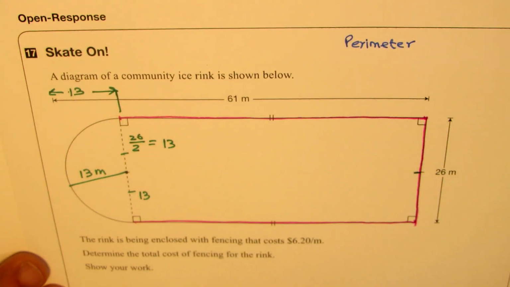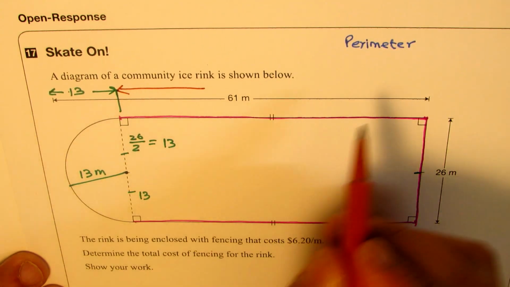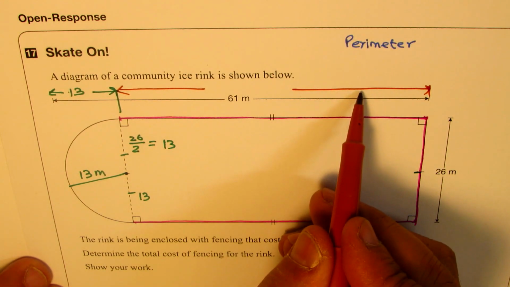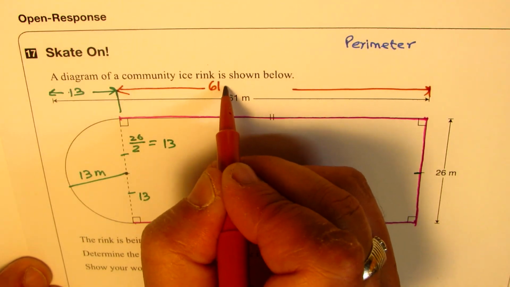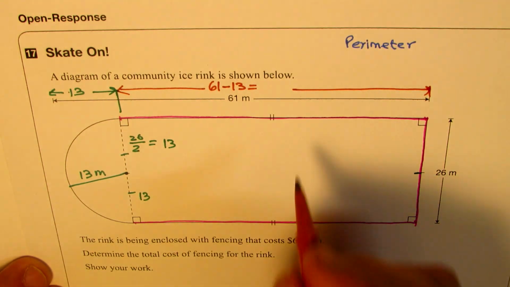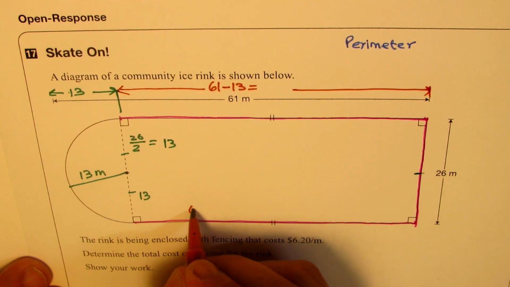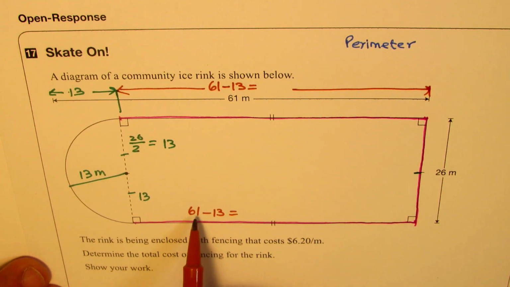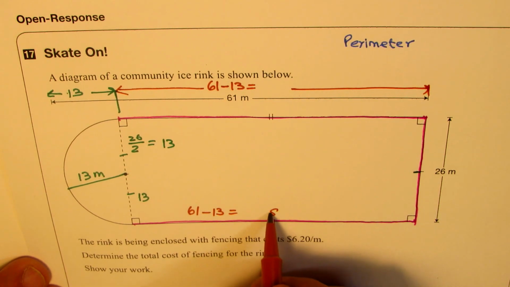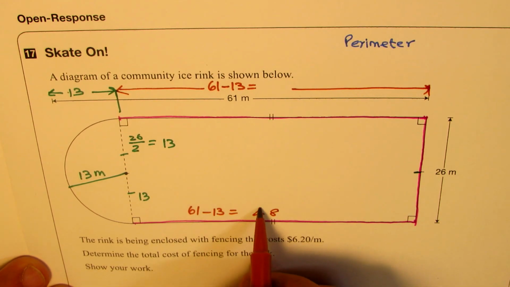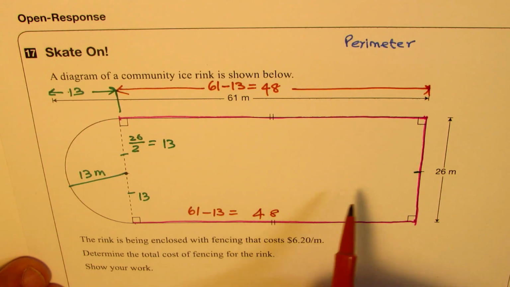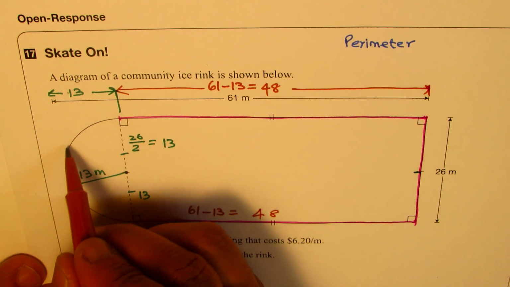So how much is the length of this rectangular part? Well, the length of this rectangular part should be 61 minus 13. Is that clear? And these two are equal, so this is also 61 minus 13. When you take 13 away from 61, you get 48.